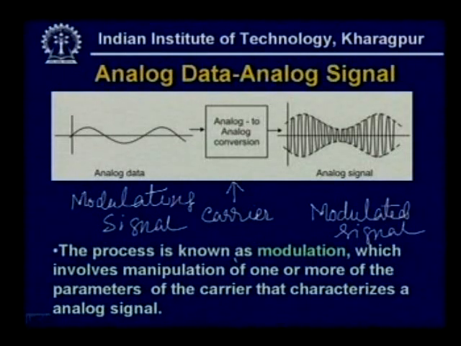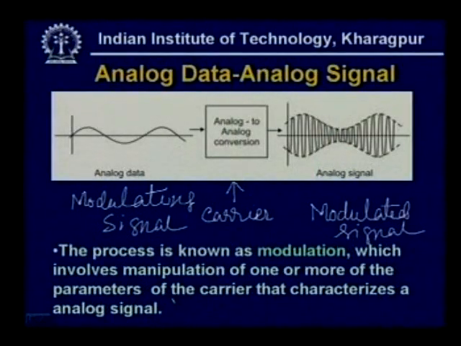So, the modulating signal and carrier, these two are applied to the converter, the modulator, and this process of conversion from analog data to analog signal, which involves manipulation of one or more of the parameters of the carrier, that is amplitude, frequency or phase, that characterizes the analog signal, is known as modulation.